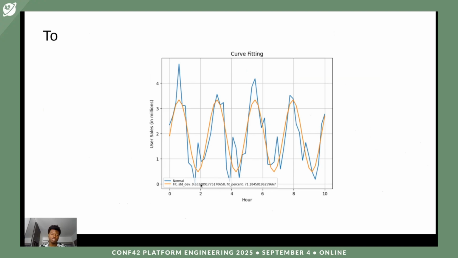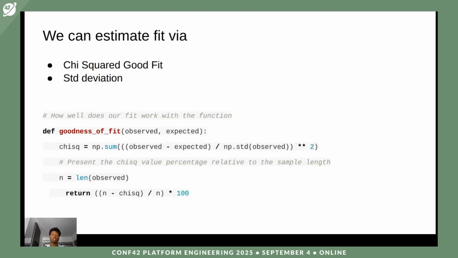Like I say, standard deviation is reasonably low, and then the fit is around 70%, right? So how do we get here? The idea is that, remember that use case that we defined. So we obviously then have to estimate whether the fit is good or not.